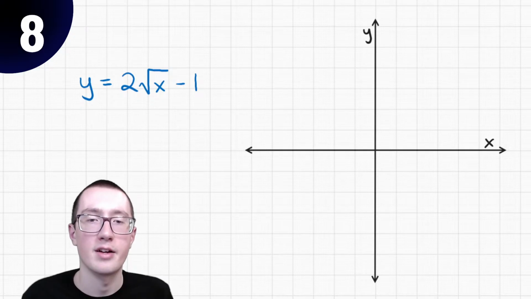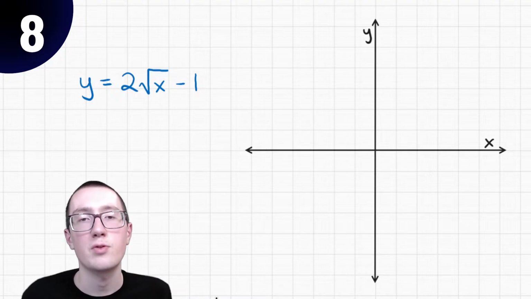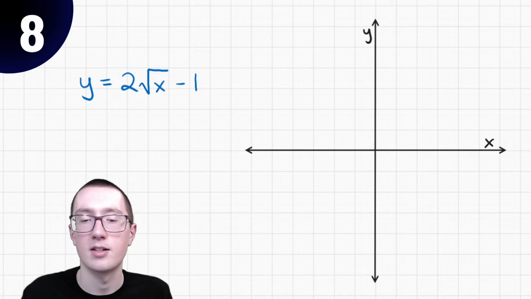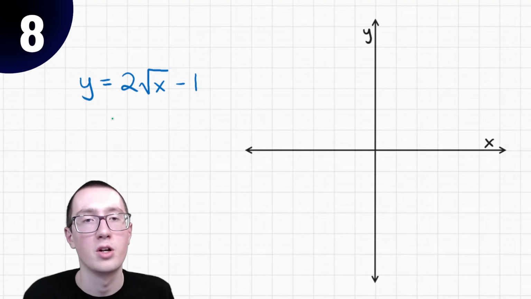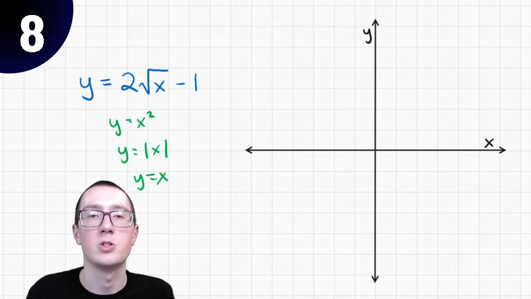But this is the kind of problem that I've done many times, and we can use transformations. That will make our lives easier. Transformations is basically you take a parent graph, which is the simplest kind of equation you can get. For example, your parent graphs can be y equals x squared, y equals the absolute value of x, y equals x. As simple as you can get.